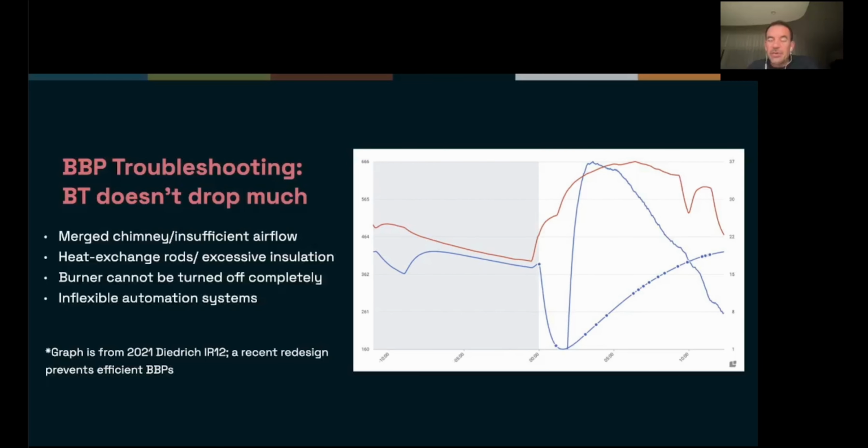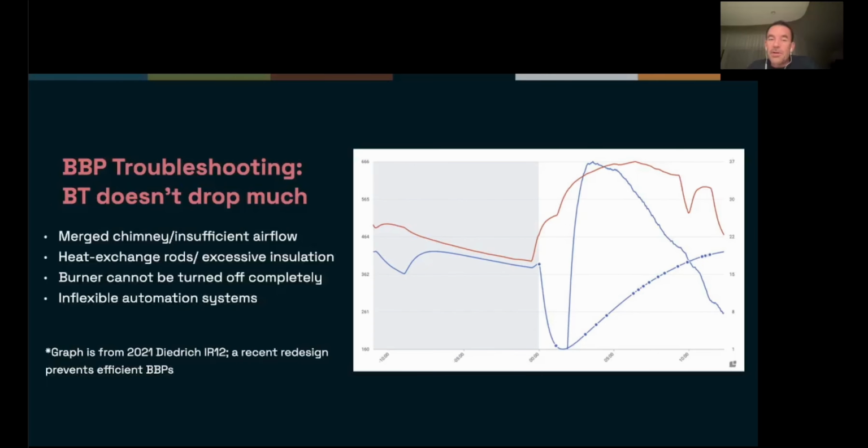And when the cooling fan is on, if there's a merged chimney, the roasting drum will get choked of airflow. The airflow going through the drum will get blocked in the chimney by the cooling air. That can prevent the drum from cooling adequately, because there needs to be air passing through the drum to help it cool.